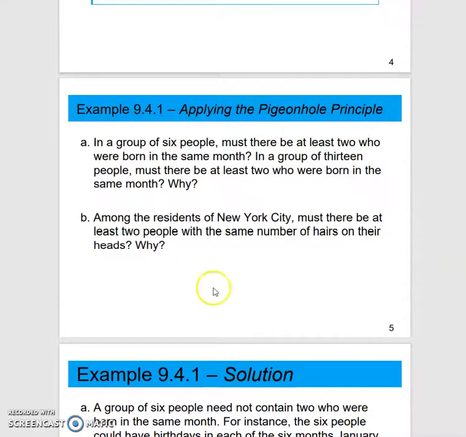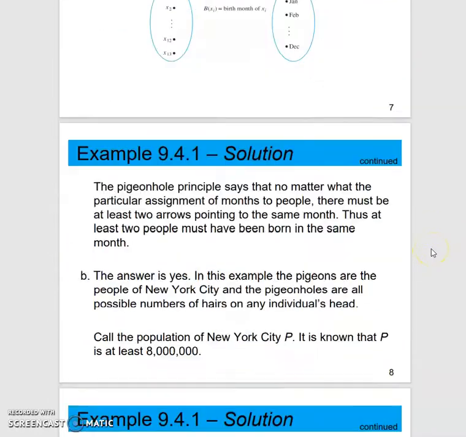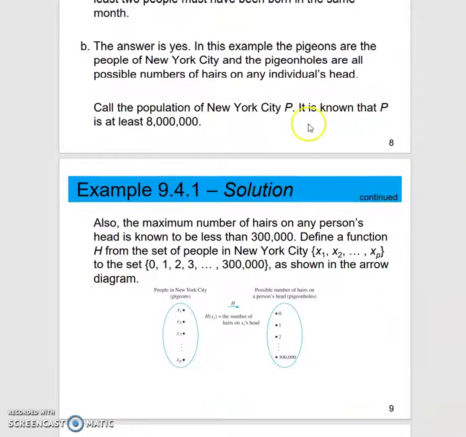Let's see another example. Let's say we've got residents of New York City. Must there be at least 2 people with the same number of hairs on their heads? Well, this is getting a little bit trickier. We're dealing with much larger numbers here. Now, we're not going to necessarily get the exact number. I'm going to use 8 million here for simplicity. You might have to do a little bit of Googling on this, but the maximum number of hairs on a person's head is basically 300,000, and that is less than that.